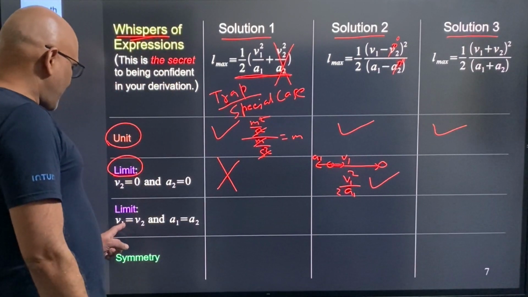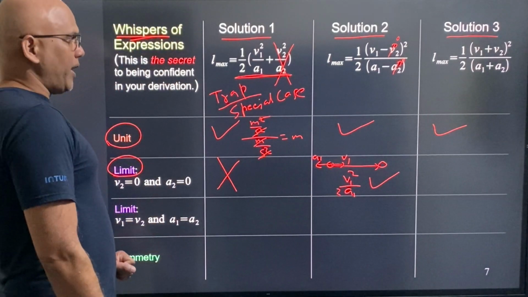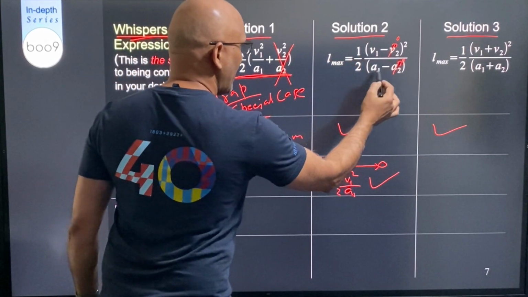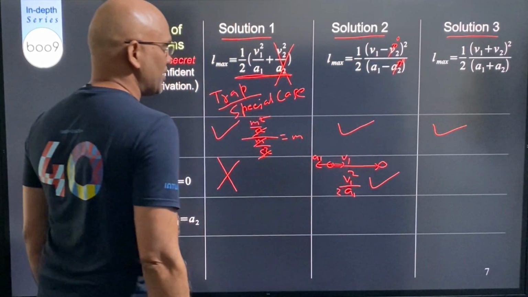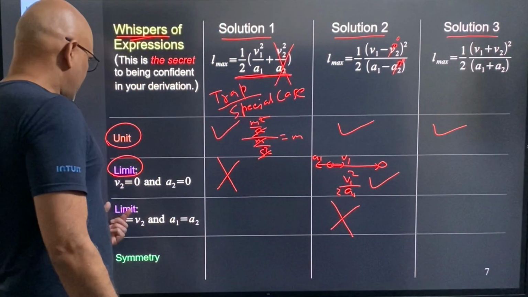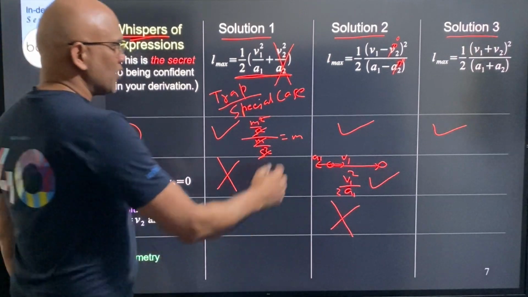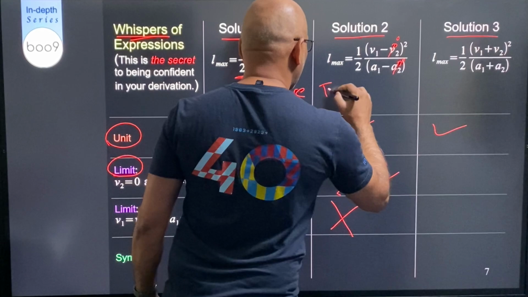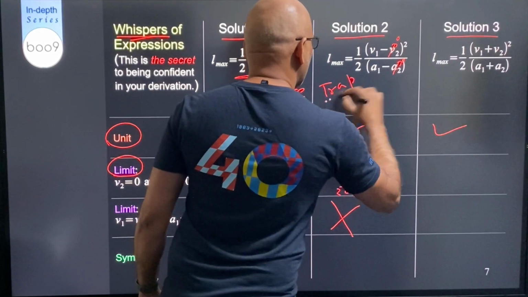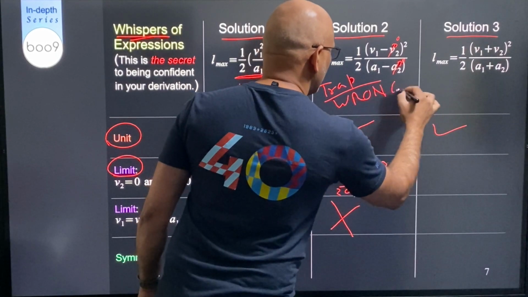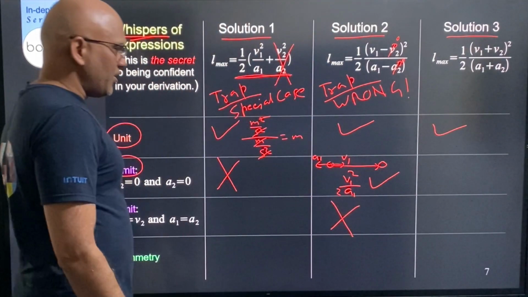How about v1 is equal to v2 and a1 is equal to a2? If I put v1 is equal to v2, this is going to be 0. a1 is equal to a2, this will be 0. 0 by 0 is again not defined. So this fails the limit check, and this cannot be the correct answer. Again, this was a trap, a silly mistake, and this is simply wrong.